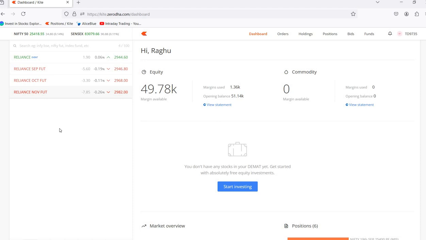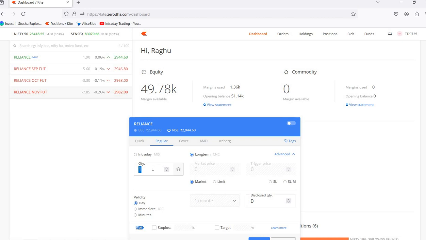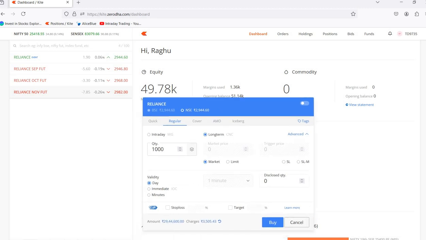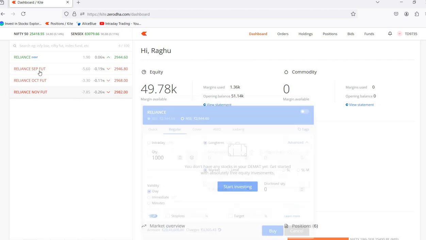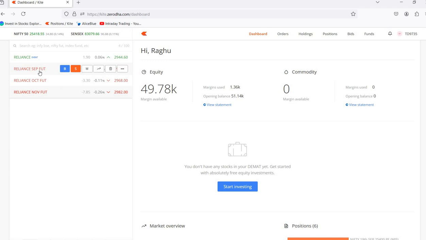If you think Reliance will give good results and you want to buy Reliance, which is better, stock or future? This is the stock, this is the future. Which is better if you want to buy Reliance? If you want to buy one share, it is 2944, but consider I want to buy 1000 shares. You need to invest 29,44,000 to buy 1000 shares. In equity you can buy 1 share, 10 shares, 100 shares, whatever it is.